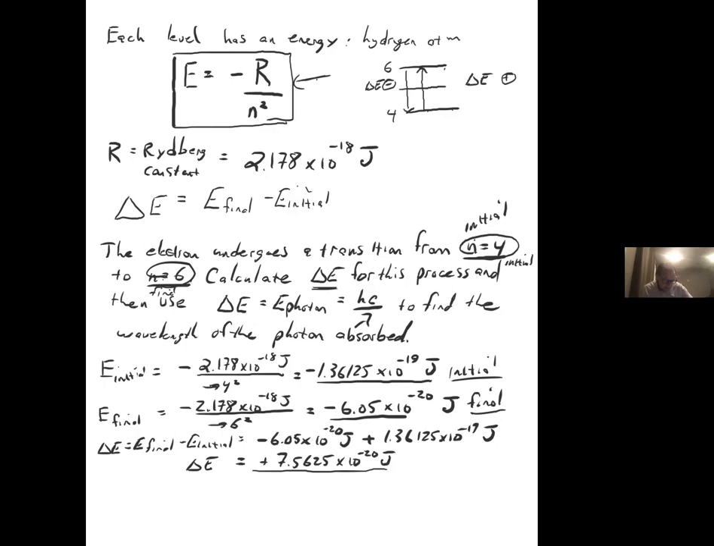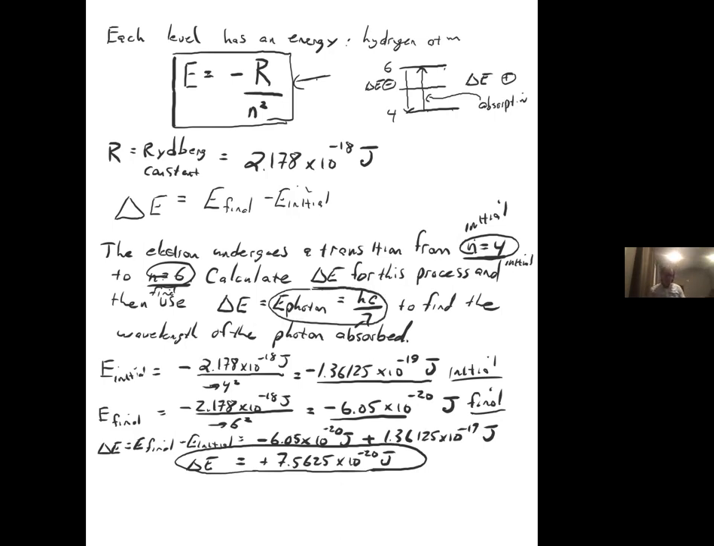Okay, so now we've got delta E. And so that was the first question. We wanted to find delta E, but now we want to use that delta E to find the wavelength of the photon that's absorbed, right? It says absorbed because, again, we're going from 4 to 6. That means that's absorption. So let's go ahead and do that. We can use this relationship right here.